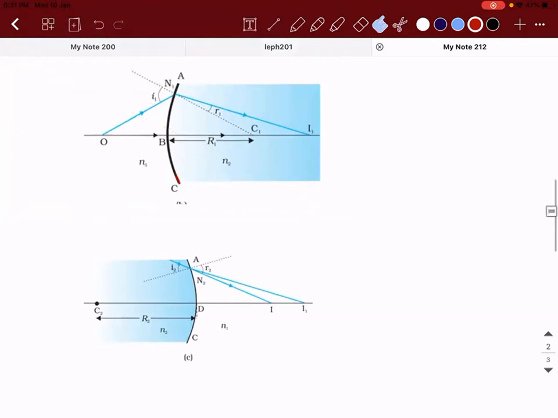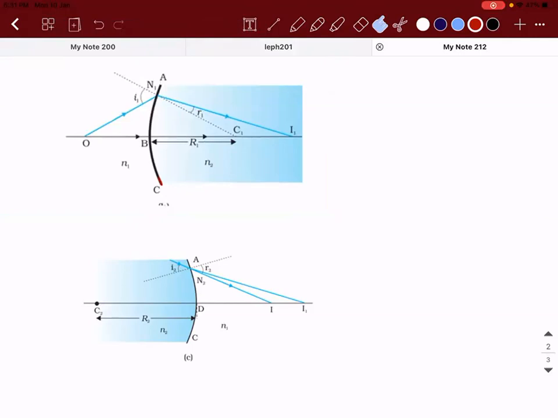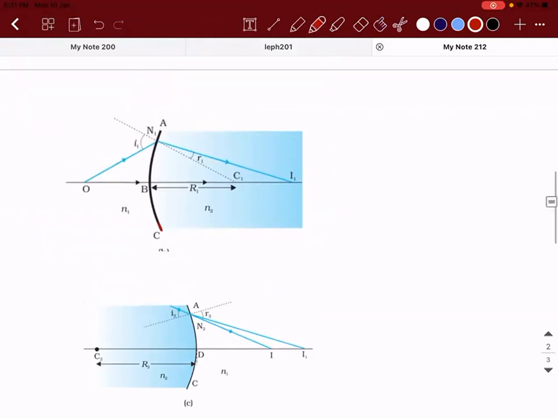Now listen. So this is the refraction at first spherical surface. So what is the formula for refraction at spherical surface? Something by V minus something by U is equal to something divided by R. I'll tell you how to remember. V is there, right? V is image.